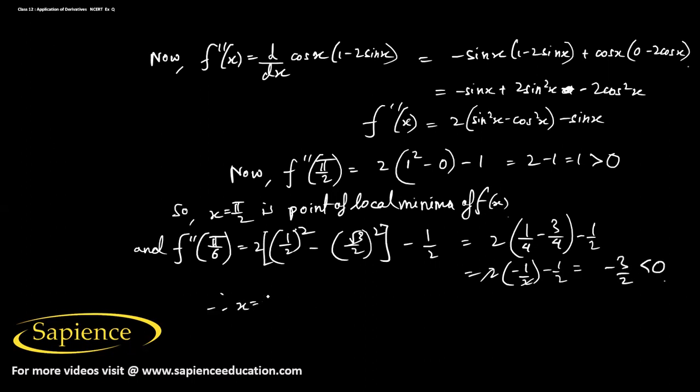So therefore, x equal to pi by 6 is a point of local maxima of the function f. Point of local maxima of the function f of x.